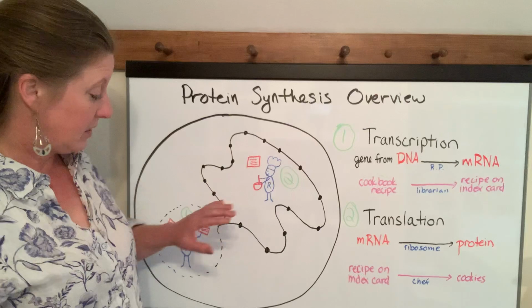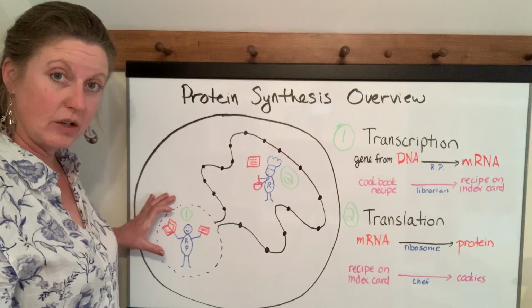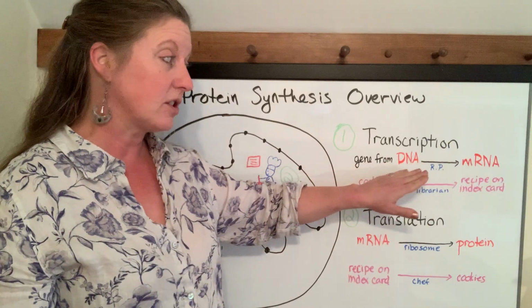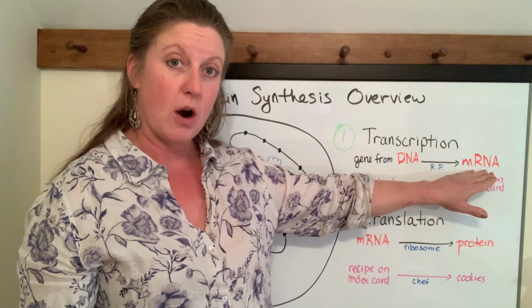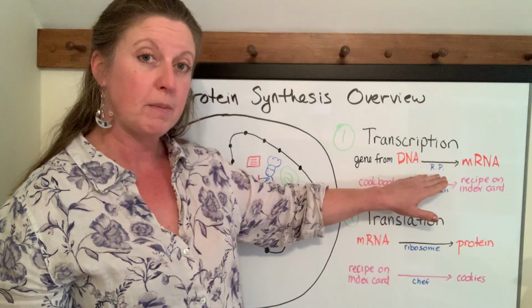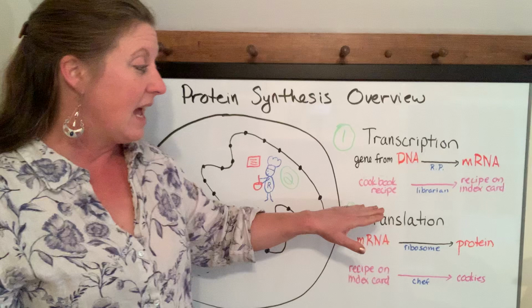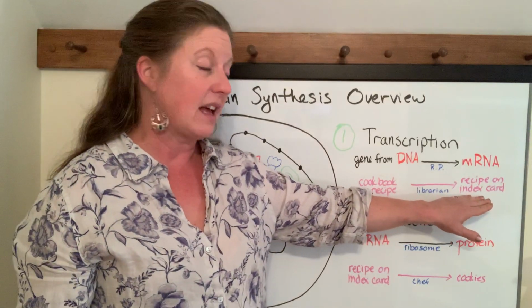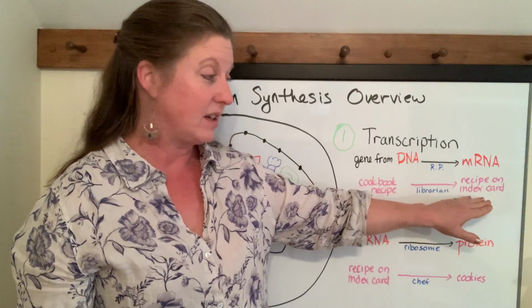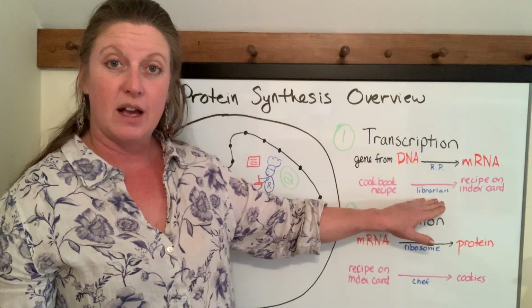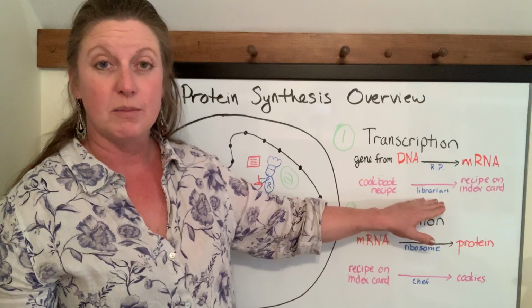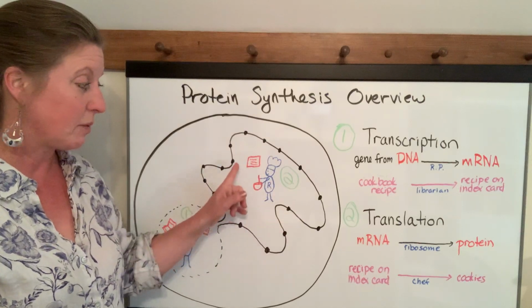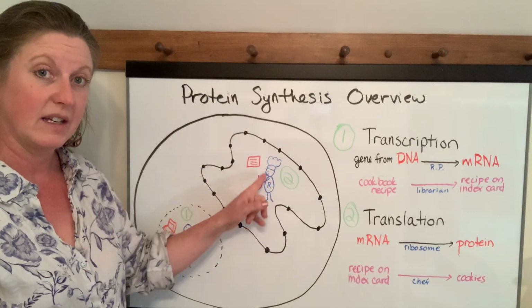So, transcription, number one, takes place in the nucleus and is where a gene that is on the DNA is transcribed into the gene on mRNA. And this is done by RP or RNA polymerase. Now, the analogy is that we have a recipe in a cookbook and that's transcribed or rewritten into a recipe on an index card, sort of the way you might think of a librarian doing something that belongs in the reference section.